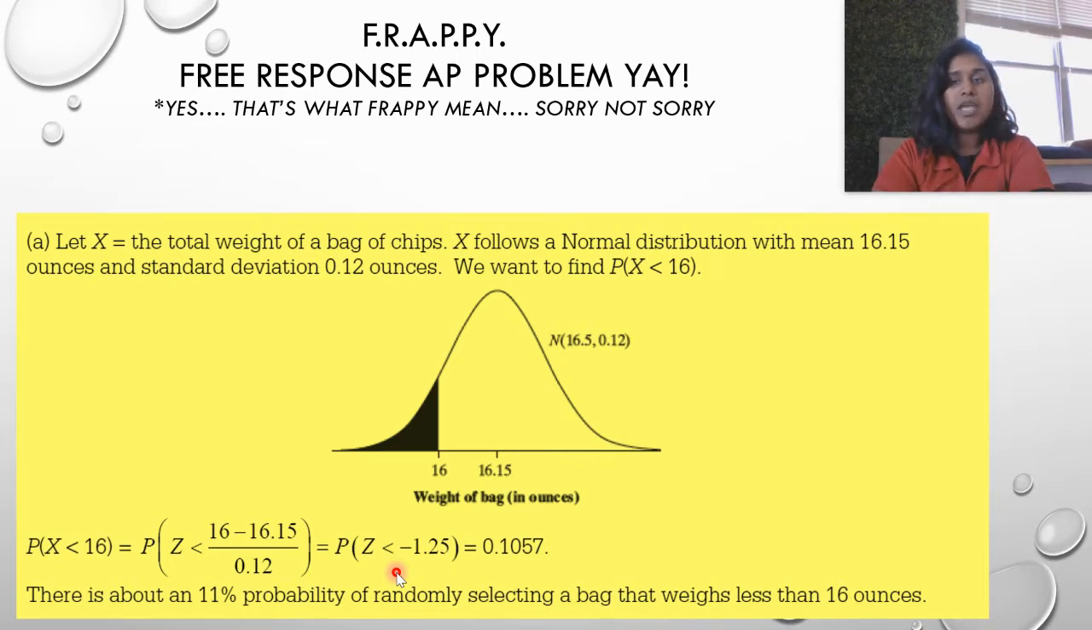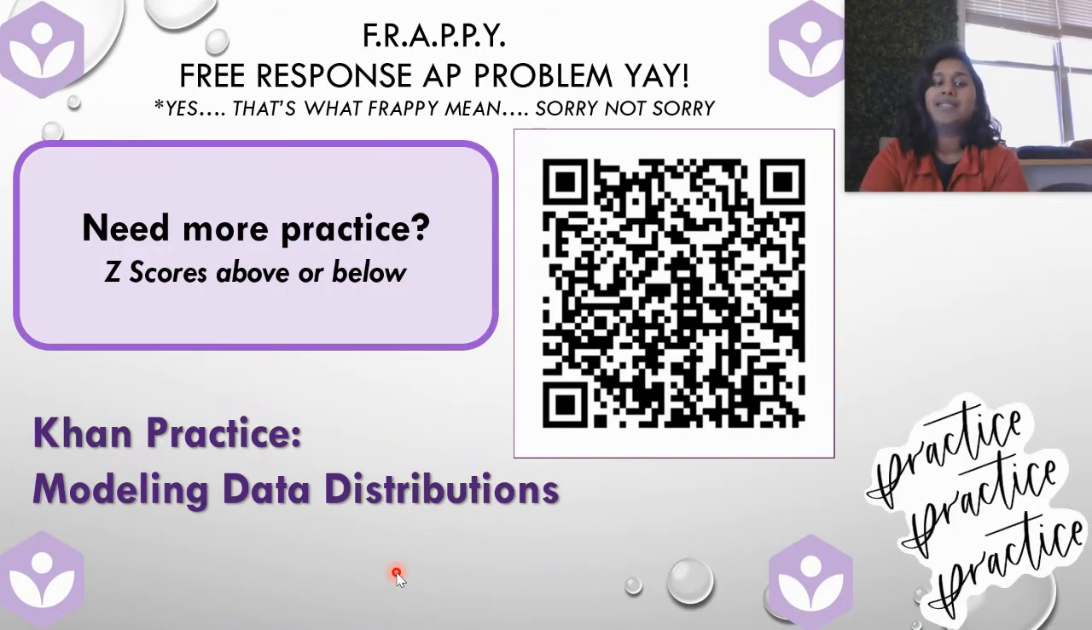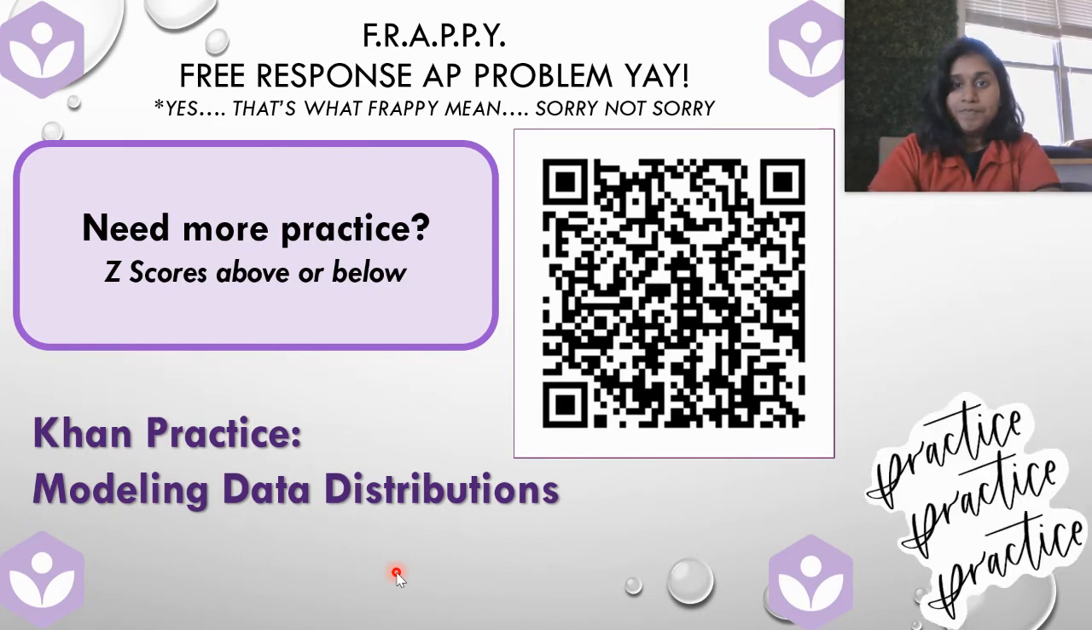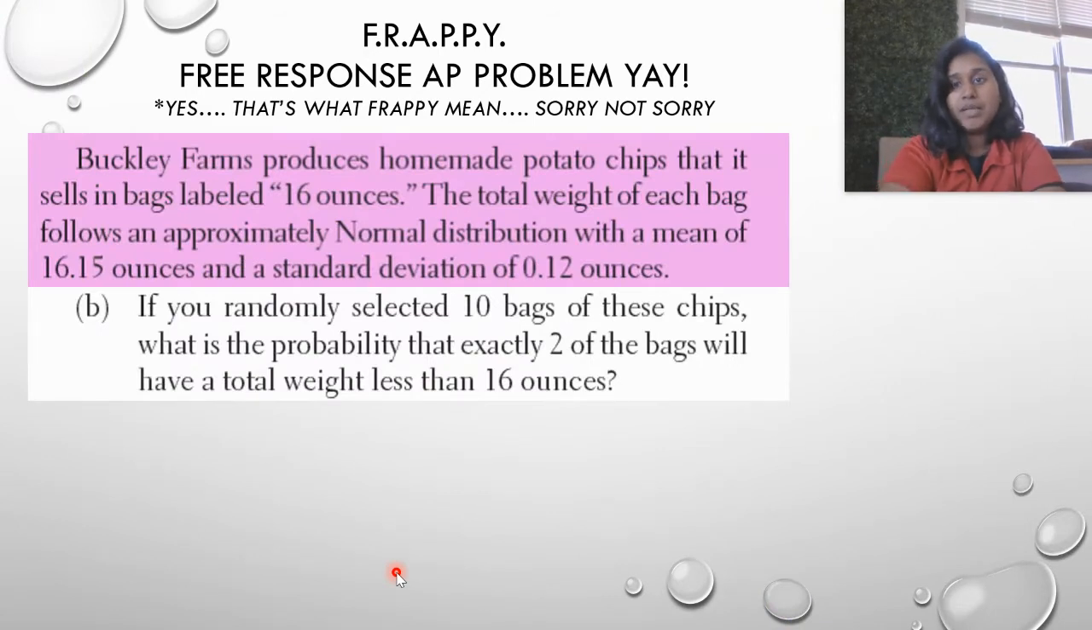Ta-da! If you need a little bit more practice on that, you can go back to modeling data distributions in Khan, do their z-scores and above or below calculator probability practice. All right, if you randomly selected 10 bags of these chips, what's the probability that exactly two of those bags will have a total weight less than 16 ounces?